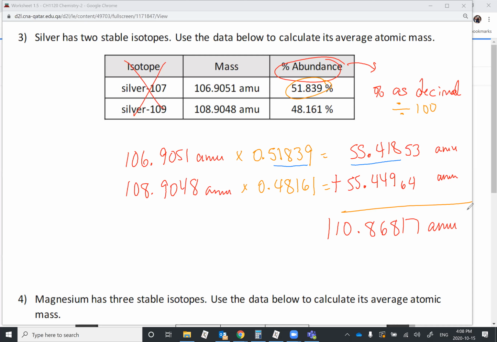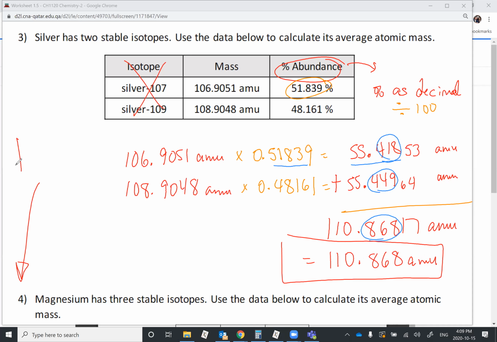Now, way too many significant figures. I'm adding two numbers. So that means I take the lowest number of decimal places, which is 3 decimal places. So my answer becomes, when I round this perfectly, 110.868 AMU. That is definitely a question you guys want to practice for your test on Monday. And if you would like to try one yourself, I highly recommend doing number 4.